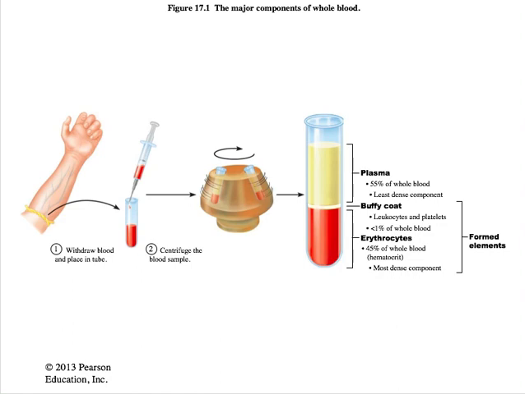Let us move on to the next of our formed elements. Remember that when you spin down blood, plasma rises to the top, the erythrocytes spin to the bottom, and then we're going to be taking a look at this guy right in here, which is called the buffy coat.